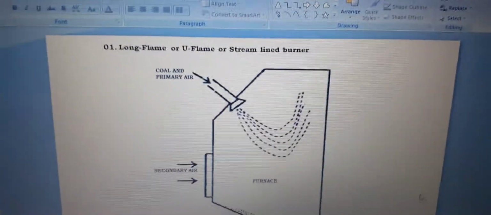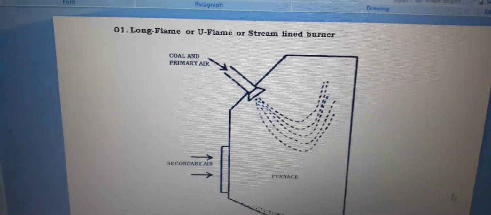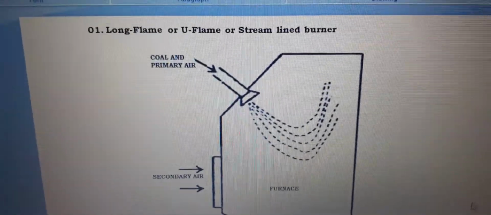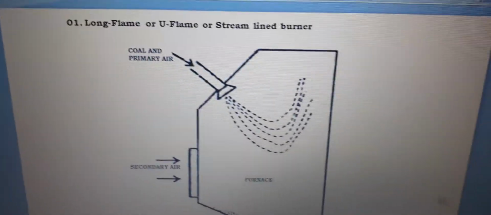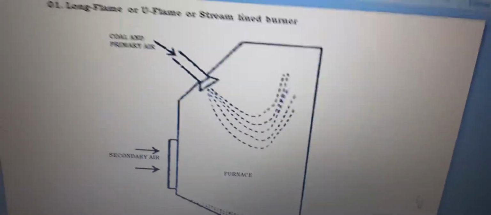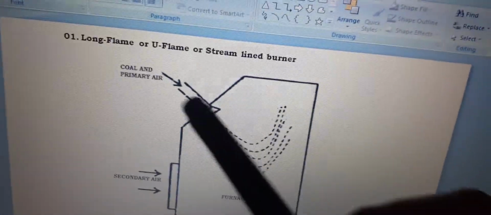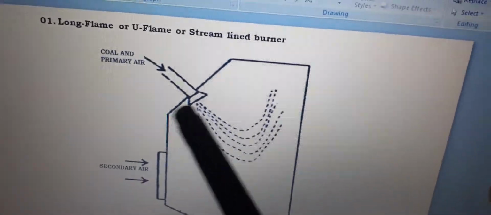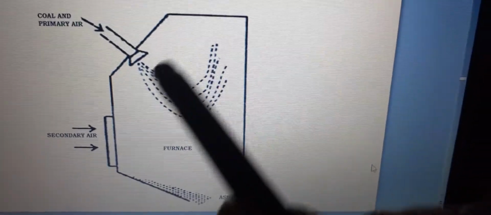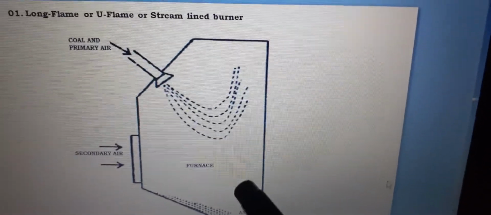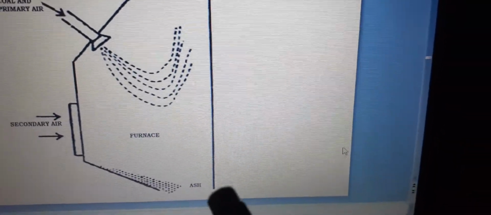So next, in this session we'll be discussing the types of fuel burners. First one is the long flame or U flame streamline burner. You all can see here the coolant, the primary air, and the secondary air. This is the furnace. Coal is fed from this into the furnace, and ash is formed below.